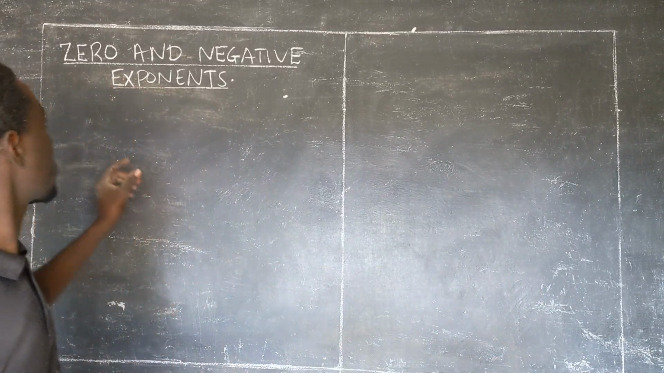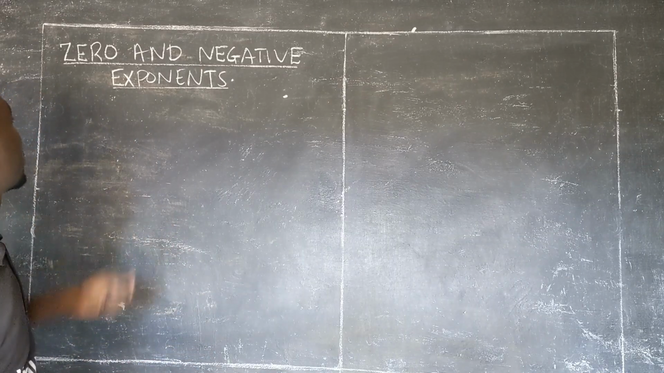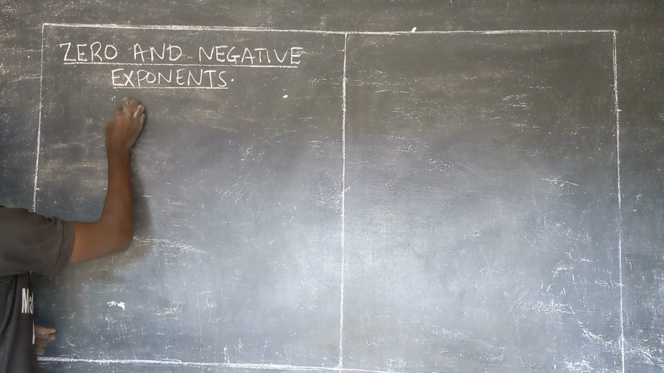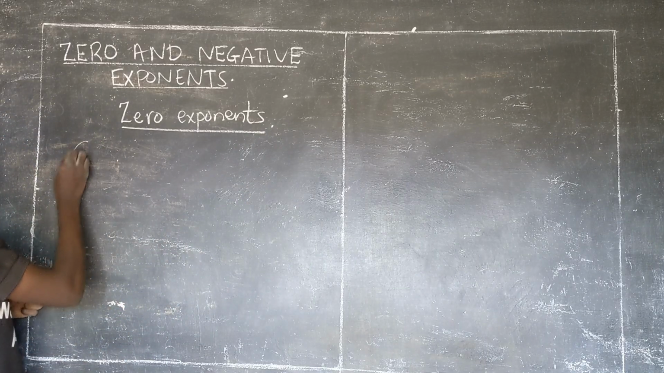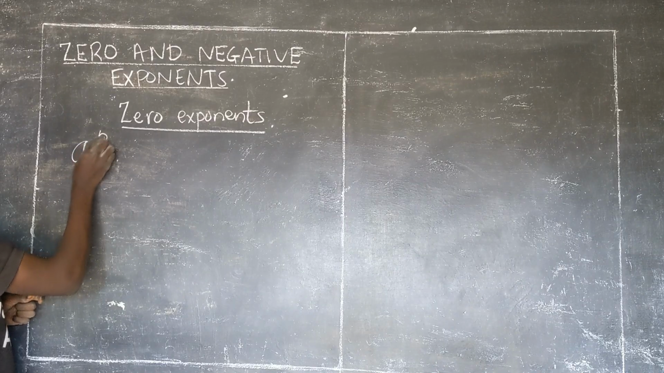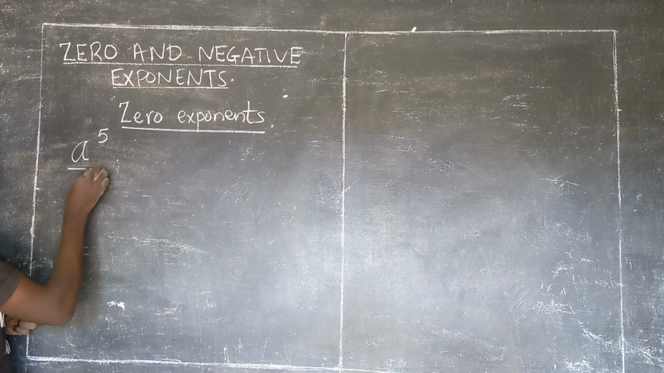Here I'm going to take you through zero and negative exponents. First of all, we are going to start with the zero exponent. For this, let's consider a raised to 5 divided by a raised to 5.